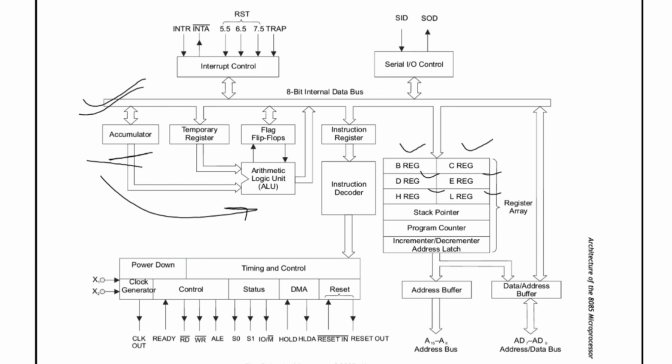The ALU functioning consists of the accumulator. You can see here the accumulator is connected to the ALU, and the temporary register. The temporary register is the second input of the ALU. The temporary register which is present here is not accessible to the user. The user cannot read the content of the temporary register.